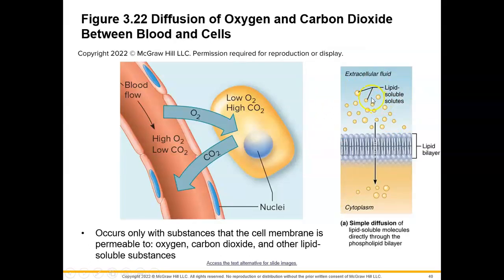Simple diffusion occurs when lipid-soluble solutes move through the phospholipid bilayer into the cell, down their concentration gradient. Oxygen, which is high in blood arriving at a capillary bed, will diffuse from the blood through the interstitial fluid into the cell to be used in the mitochondria to produce carbon dioxide. And carbon dioxide, which is elevated in the cell, will go down its concentration gradient through the interstitial fluid into the blood to be taken back to the lungs to be exhaled.